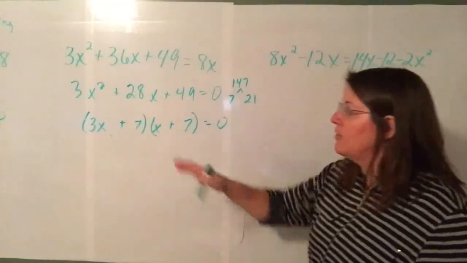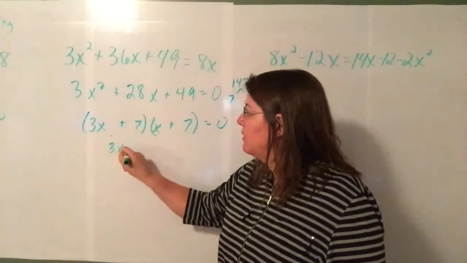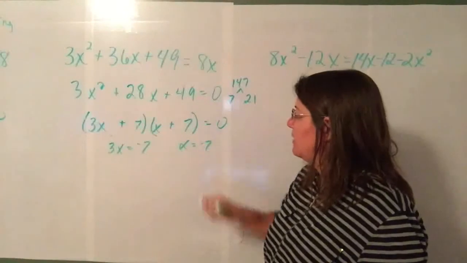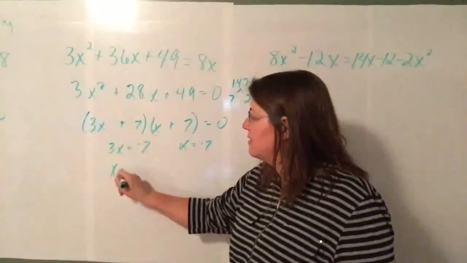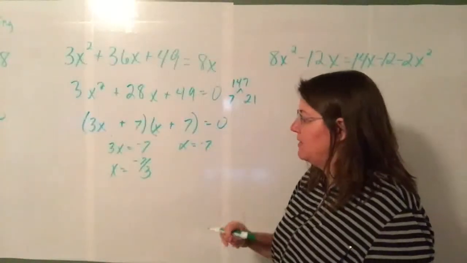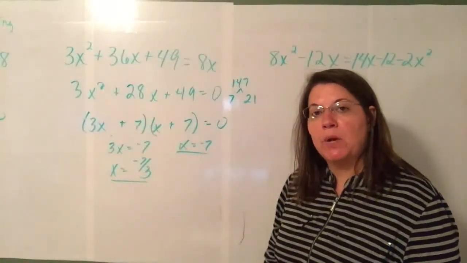And then we're going to set each of these equal to 0 and solve. So 3x is equal to -7 and x equals -7. So this x is -7/3 and this x is -7. Those are our two roots for this quadratic equation.